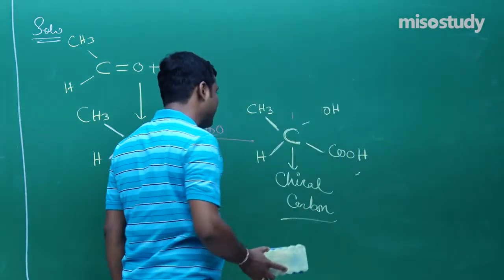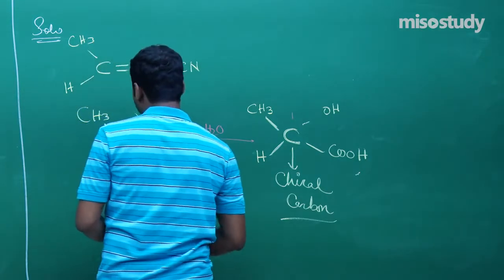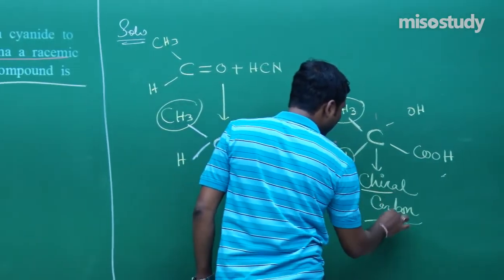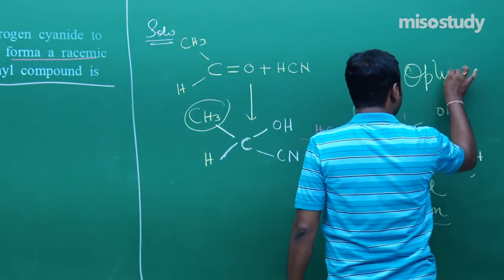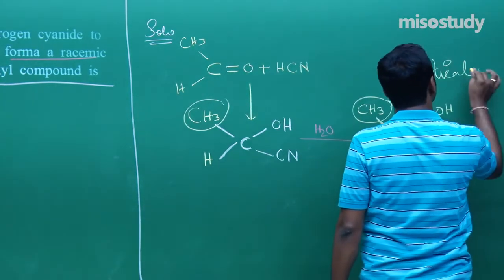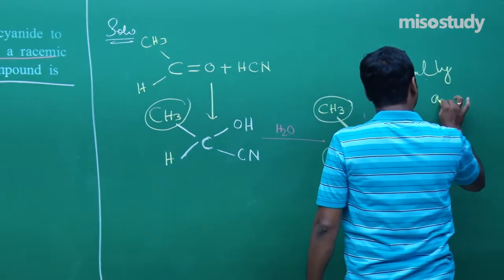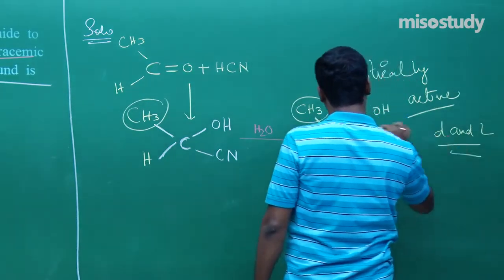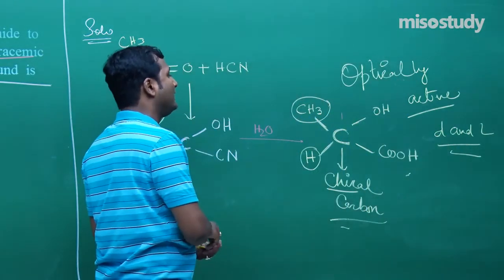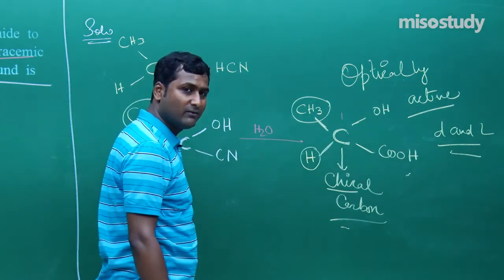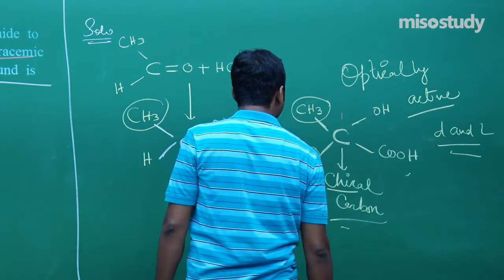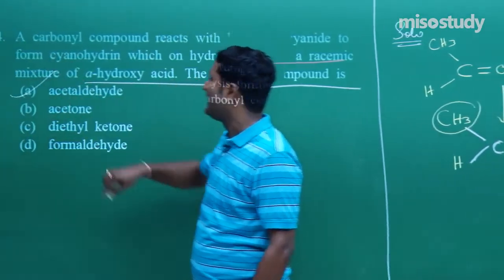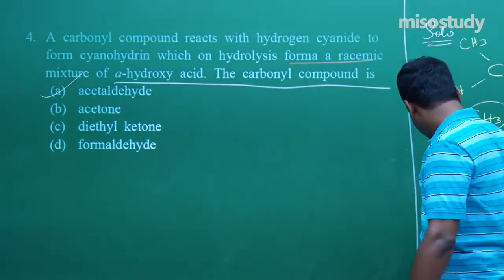So we can say that in this case, if there is an asymmetrical position, that is CH3 and H, that is the chiral center, and a chiral center is optically active. And optically active means it forms D and L isomers. Clear to you what I'm telling? It gives you D and L form. Clear friend? So now we can easily observe that in this case the answer is acetaldehyde. For question number 4, A is the correct option.